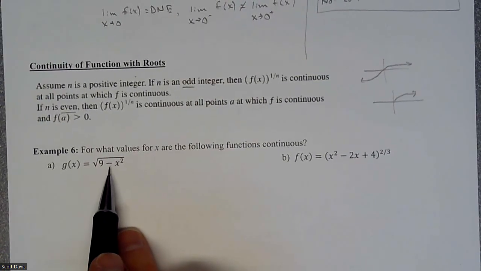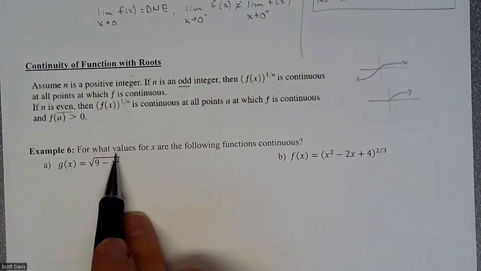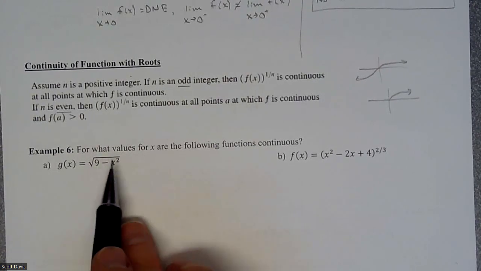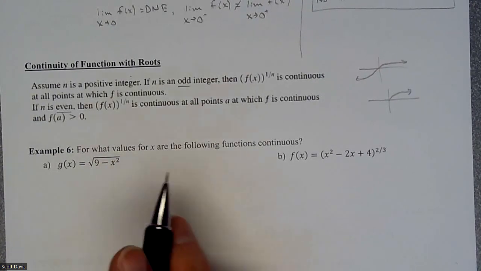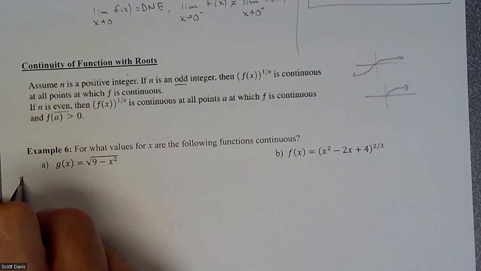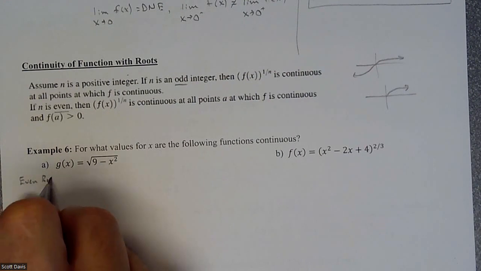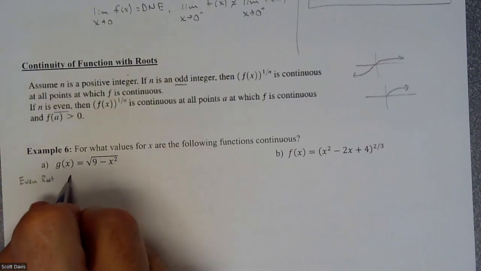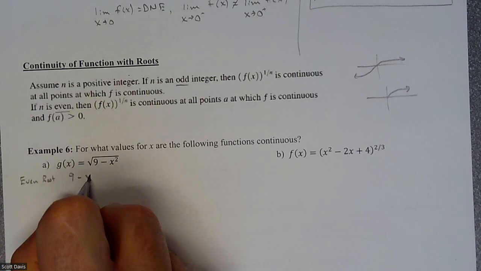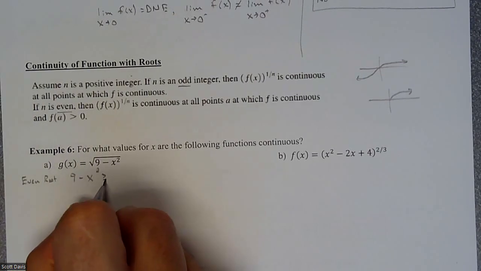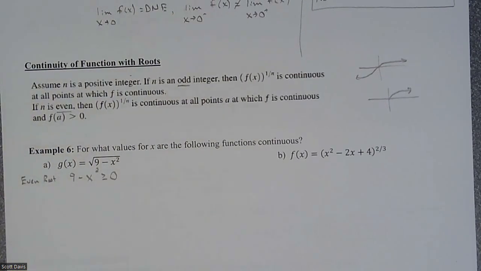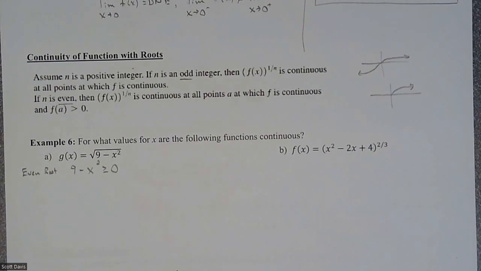This is a 1/2 power, a square root, which has a domain issue. We don't want to take the square root of any negatives, so we have to figure out where this is positive and where this is negative. Since it's an even root, we need to remember that this 9 minus x squared needs to be greater than or equal to 0, because we're not doing imaginaries. So how do you solve that? It's not as straightforward as you would like to think.